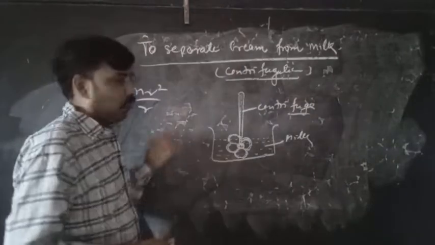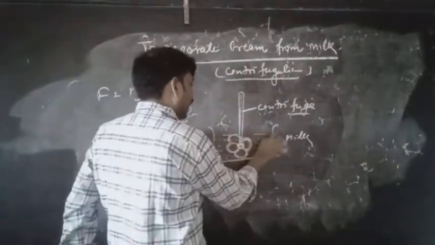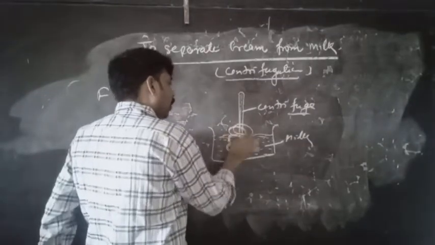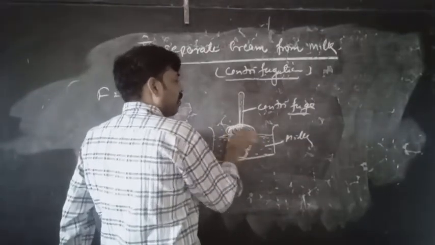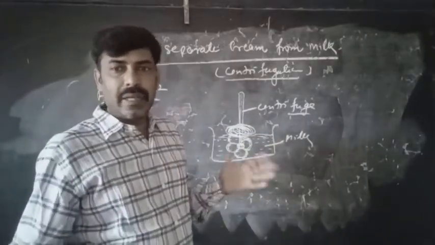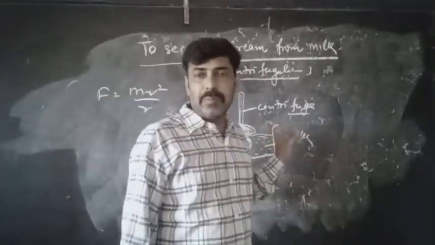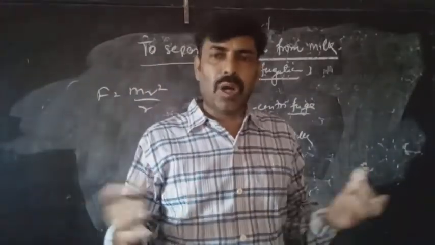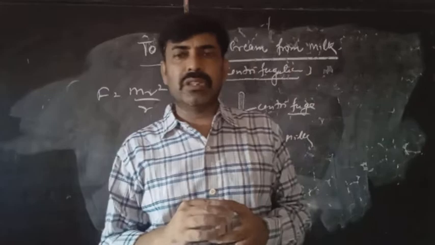So here the cream, which is lighter by nature, will come closer to the center, that means it will come somewhere here, and the watery portion will move away from the center, and in this way you can see that the cream is at the center, and now you can collect this cream. Then what will you do with this cream?